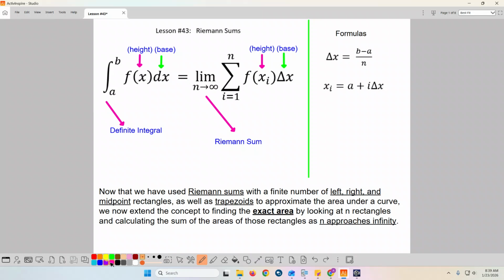You remember me talking about n rectangles as n approaches infinity giving us a more accurate area. The more rectangles we have, the more accurate our area is.